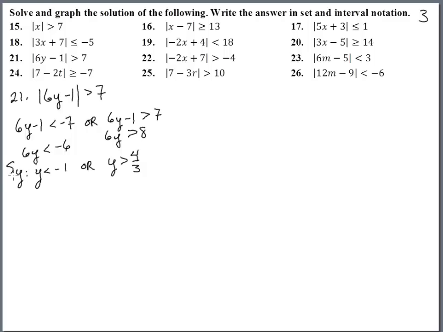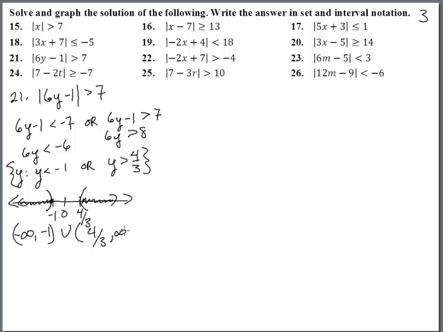This is our set notation. Our graph, here's 0, there's -1, and there's 4/3. Open on -1 and open on 4/3. One headed down, one headed up. Interval notation is -infinity to -1, union 4/3 to infinity.